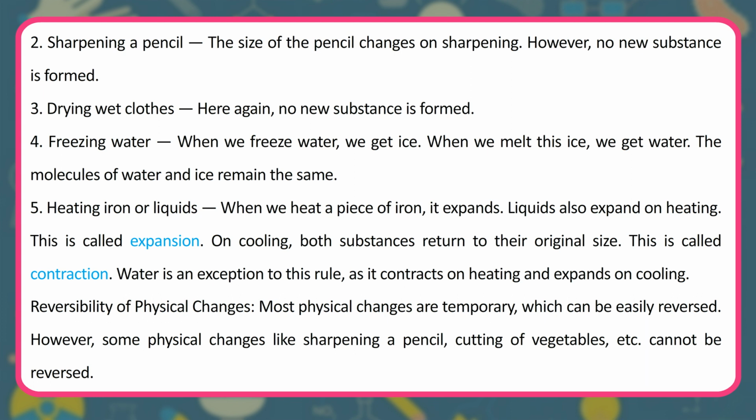Freezing water. When we freeze water, we get ice. When we melt this ice, we get water. The molecules of water and ice remain the same. Heating iron or liquids. When we heat a piece of iron, it expands. Liquids also expand on heating. This is called expansion. On cooling, both substances return to their original size. This is called contraction. Water is an exception to this rule, as it contracts on heating and expands on cooling.